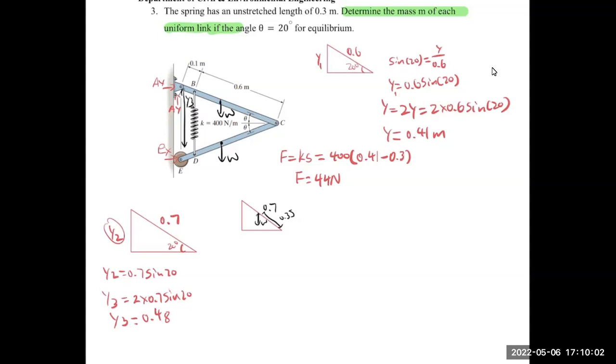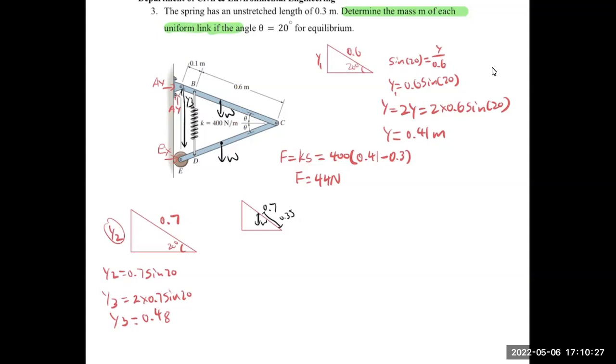Well, we can take moment. Where can we take moment at? Well, we always want to take moment at the support with the most unknowns, which is A in this case, because at A we don't know what AX and AY is. But at E, we only have one unknown. So if we take moment at A, then we can get rid of the AX and AY, leaving us to find out what E is.